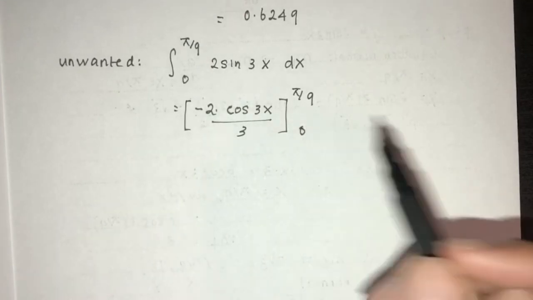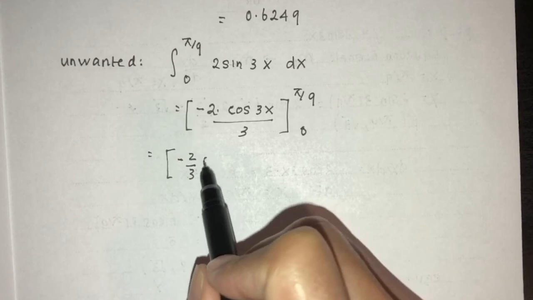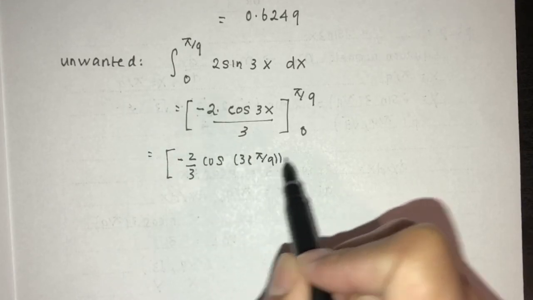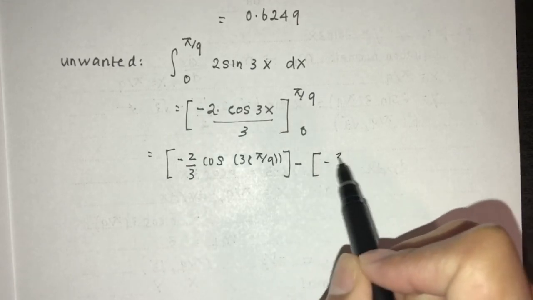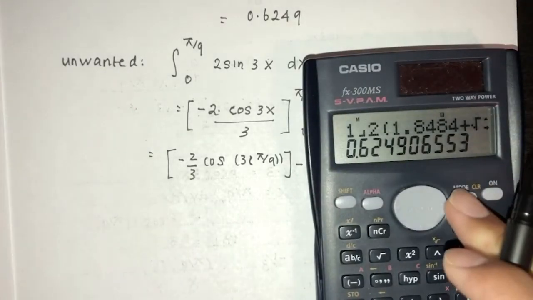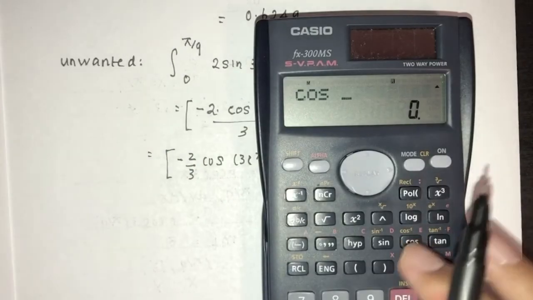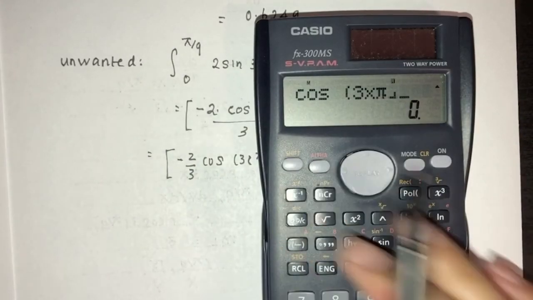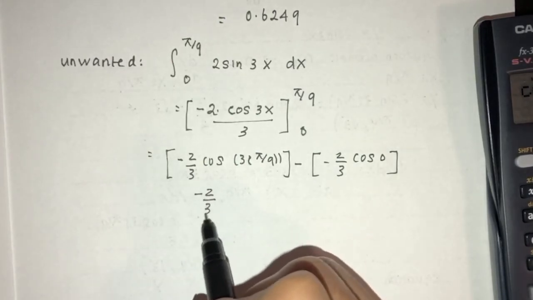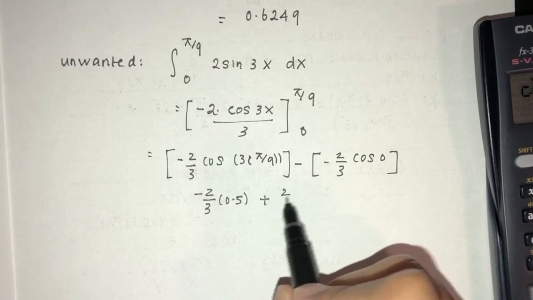So let's replace the values. Let's see what we get. You will get minus 2 over 3 times cos 3 times pi by 9 minus minus 2 over 3 cos of 0. So let's use radians for that. Let's solve this one first. So cos of 3 times pi by 9, that should be 0.5. So minus 2 over 3 times 0.5, minus, that becomes plus 2 over 3.